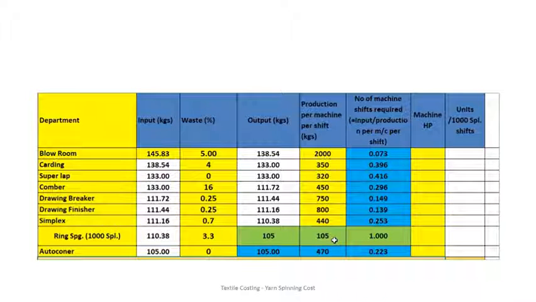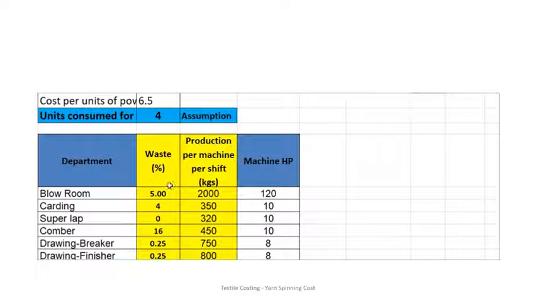Here it is 105 for 1000 spindles. So let us calculate. Because we are calculating per 1000 spindle shifts, the machine may have higher capacity, but 1008 spindles or 1200 spindles. But here we are calculating the units per 1000 spindle shifts. So then the machine HP for the various machines are already given in the question.